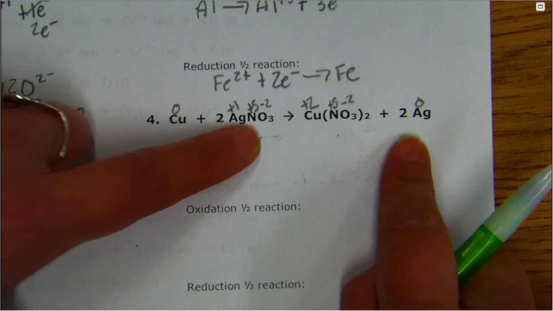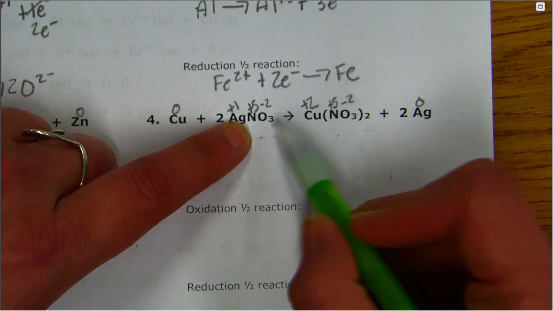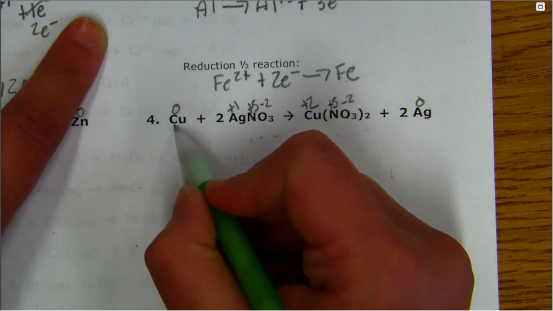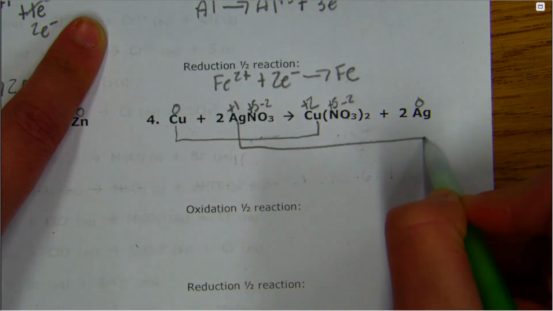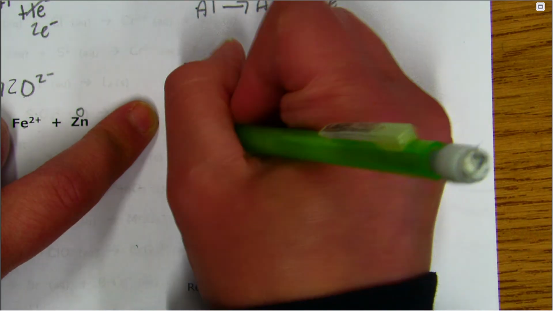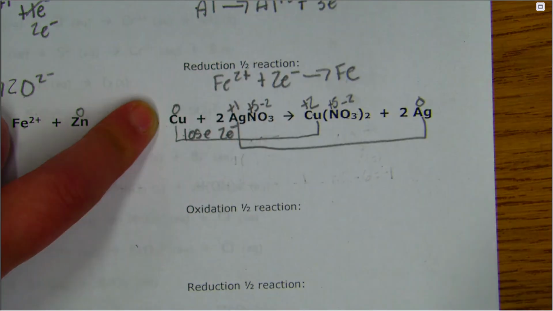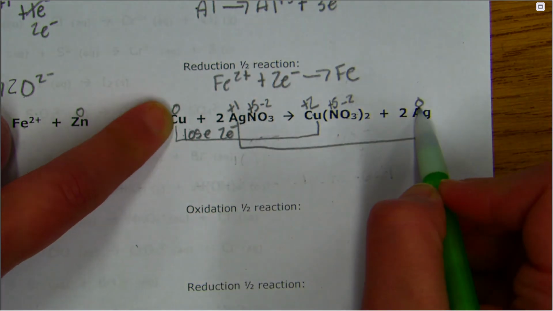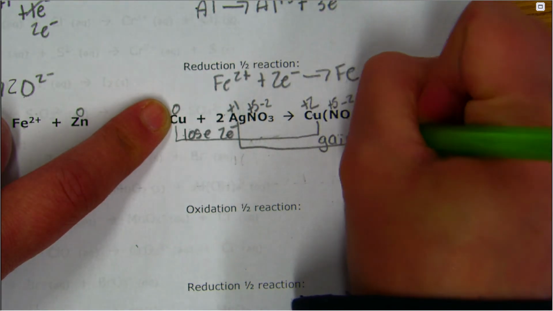What is changing and what is not changing? Nitrogen is not changing. Oxygen is not changing. What is changing here? And that is the copper and the silver. Copper is becoming more positive. It goes from a 0 to a 2 plus, so it loses 2 electrons. Silver gets more negative. It goes from a positive to 0, so it has gained 1 electron.